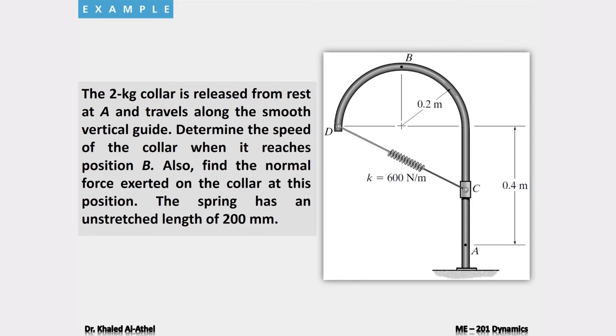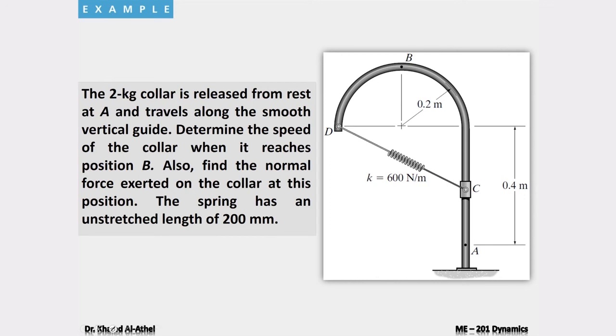Always when you have conservation of energy or even the principle of work and energy, it is important to know the first and the final point. Okay, it also asks you to find the normal force exerted on the collar at this position. The spring has an unstretched length of 200 millimeters. So first of all we want to find the velocity at B starting from A, and at A the 2 kilogram collar is released from rest. That means at A I have no velocity.